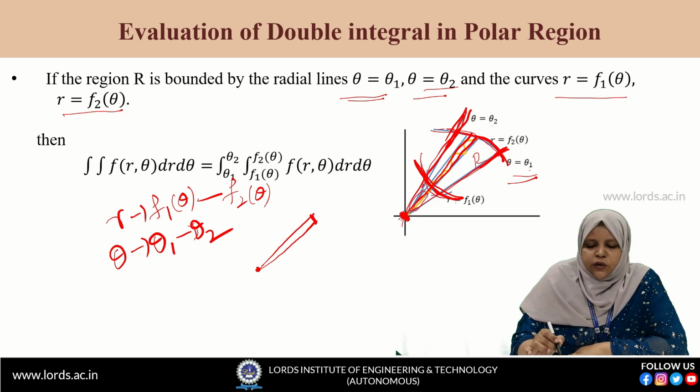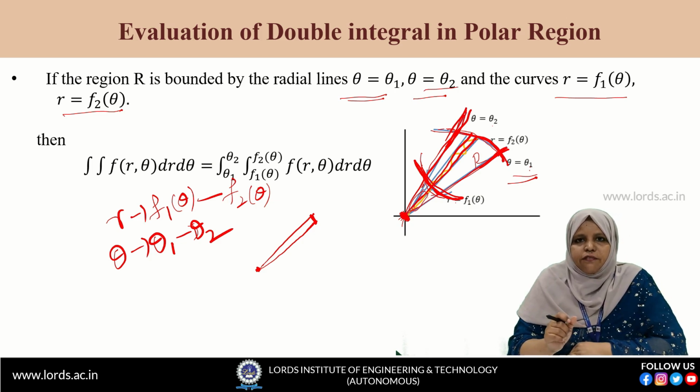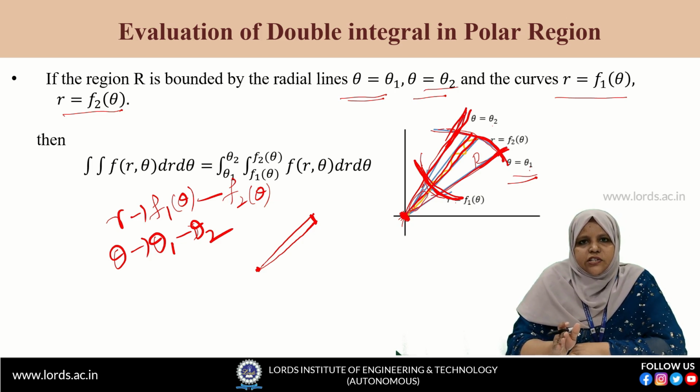Okay, so here you have to remember, in the polar region you have to consider a wedge, whereas in the Cartesian form we have considered a strip, either a vertical strip or a horizontal strip.